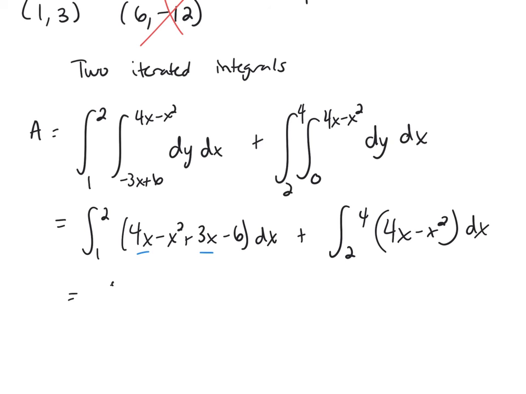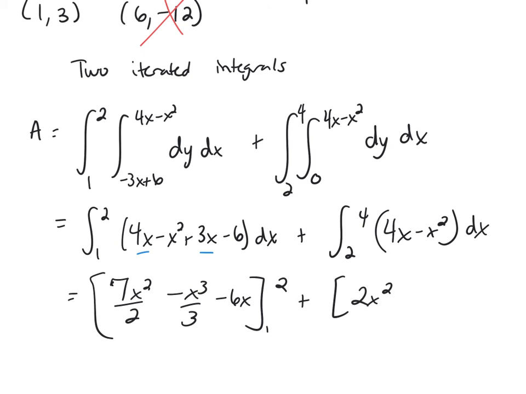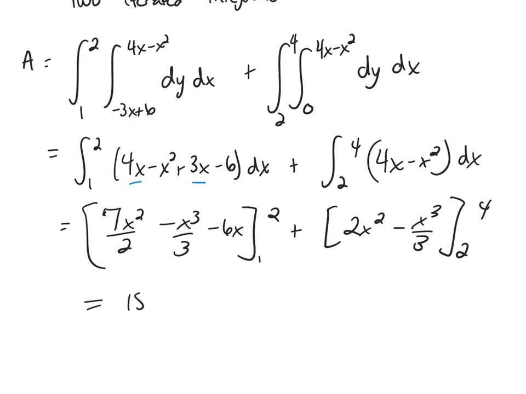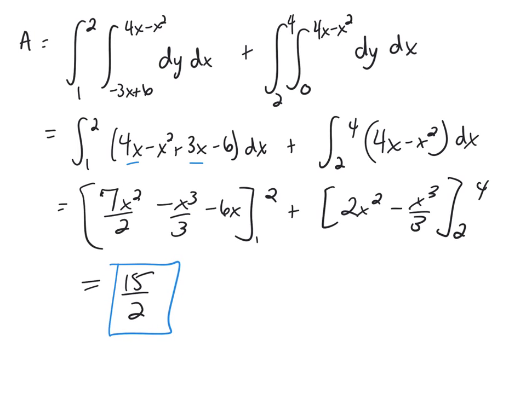And then compute this. If I combine 4x and 3x, it'll be 7x. So 7x squared over 2 minus x cubed over 3 minus 6x from 1 to 2, plus 2x squared minus x cubed over 3 from 2 to 4. And if you plug these in, you should be getting 15 halves. So sometimes it's necessary for us to use two iterated integrals like it was here. But again, I think if you change your order of integration, you would only need one iterated integral instead of two.